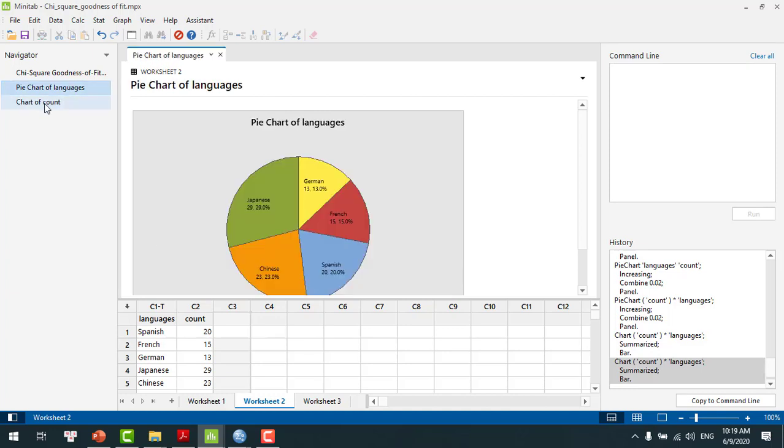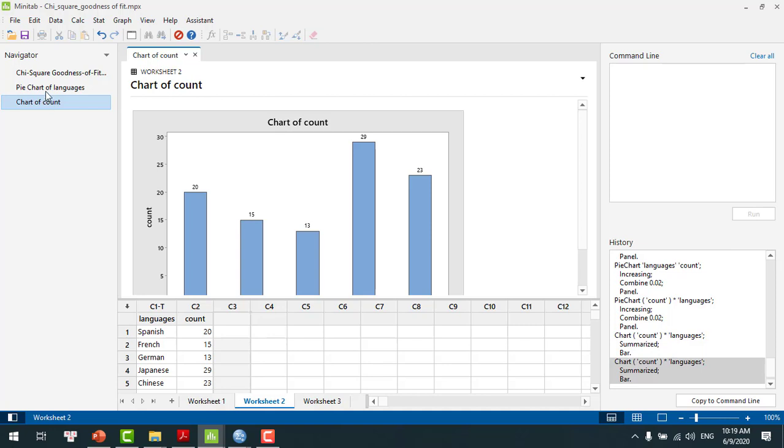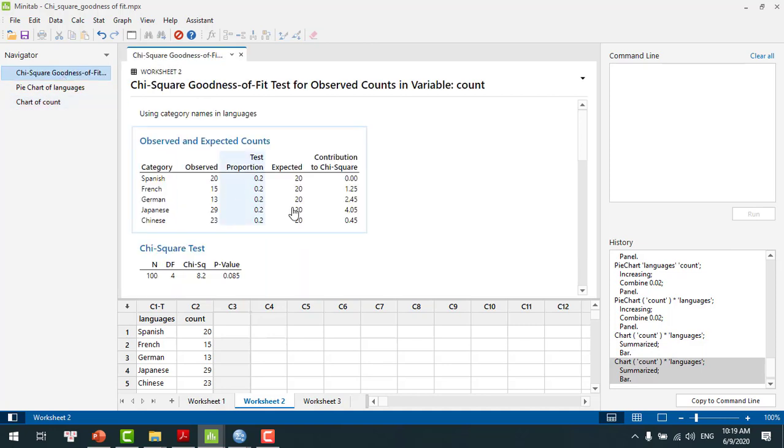So now you learned how to do a pie chart for your data, and you also learned how to do a bar chart, and you also learned then how to perform a chi-square goodness of fit test. Now remember that you do chi-square goodness of fit when you have only one variable. And in this case, we only had the variable of languages.